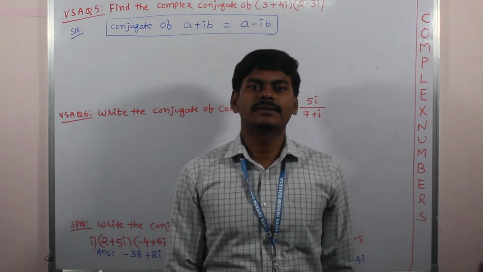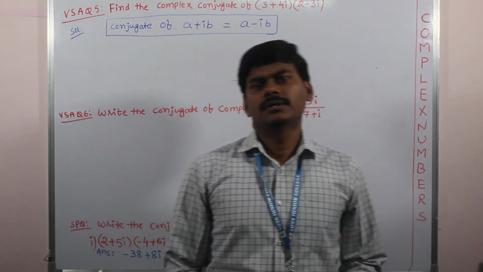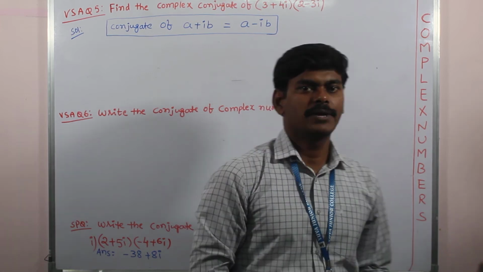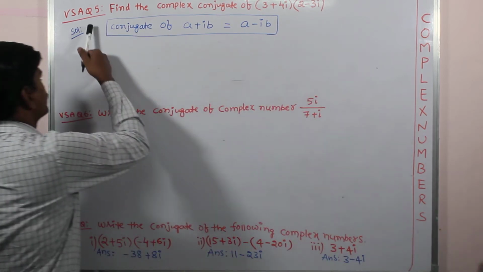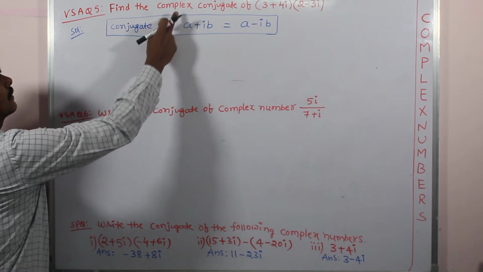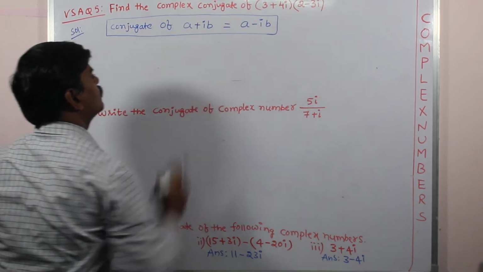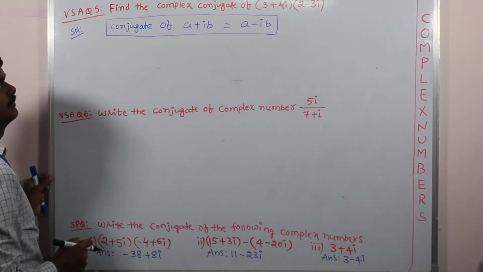Hello students, in this video we are going to learn some important very short answer questions from the chapter complex numbers. Let us see the question. Find the complex conjugate of (3 plus 4 iota) into (2 minus 3 iota).